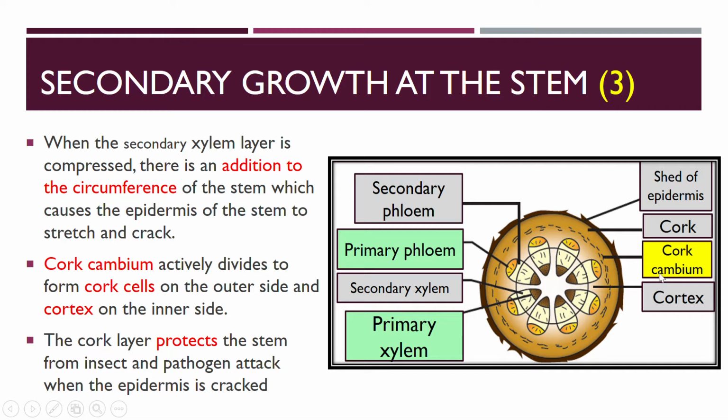Okay, when the epidermis is cracked. So when the secondary xylem layer is compressed, just now I mentioned about this, there is no addition to the circumference of the stem. So what will happen is that the epidermis of the stem will stretch and crack. So dia sudah sangat padat kan, jadi dia sudah dikompres, secondary xylem itu. Compress sudah sangat padat, tidak ada pertambahan to the circumference. Dari segi dia punya perimeter, jadi apa yang berlaku akan berlaku cracking ini to the epidermis.